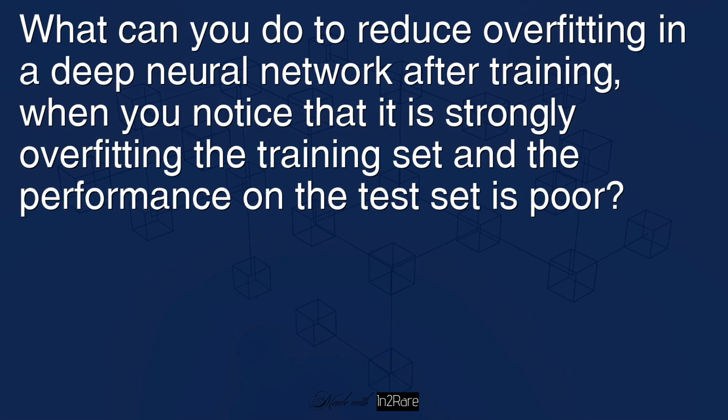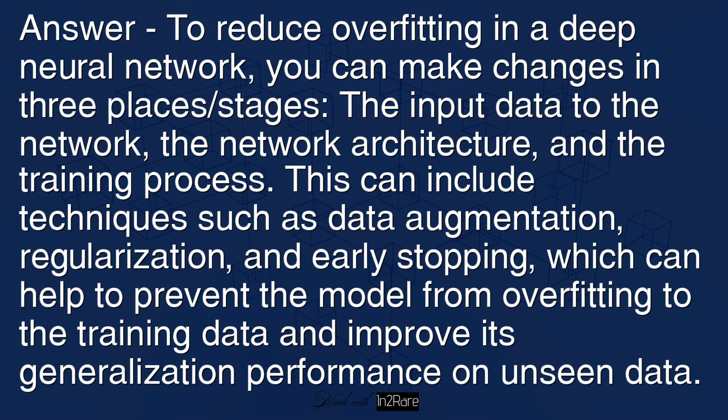What can you do to reduce overfitting in a deep neural network after training? When you notice that it is strongly overfitting the training set and the performance on the test set is poor. Answer: to reduce overfitting in a deep neural network, you can make changes in 3 places/stages: the input data, the network architecture, and the training process. This can include techniques such as data augmentation, regularization, and early stopping, which can help to prevent the model from overfitting to the training data and improve its generalization performance on unseen data.